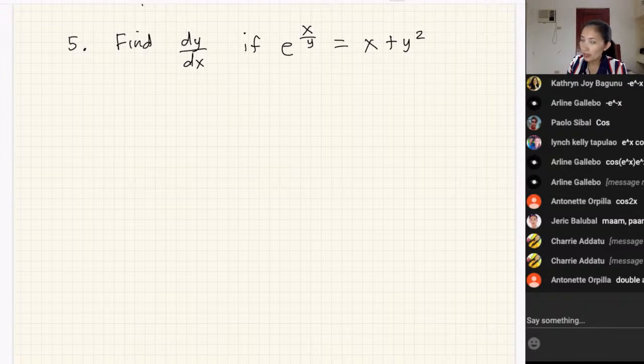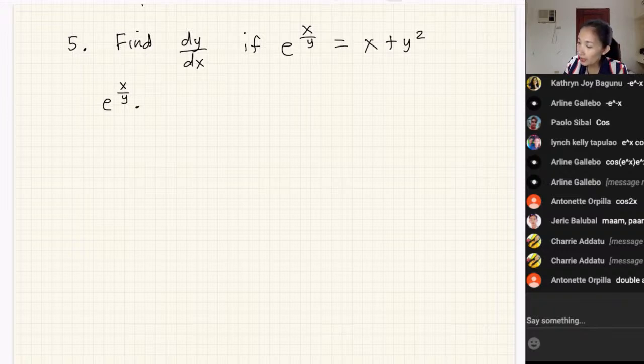Okay, so let's differentiate first e raised to x over y. It takes the form e to the u. So to differentiate, we apply the rule e to the u times du. However, take note of our exponent u. It's a quotient. That means we have to employ the quotient rule. So, let's continue. Getting the derivative now of e raised to x over y times du.